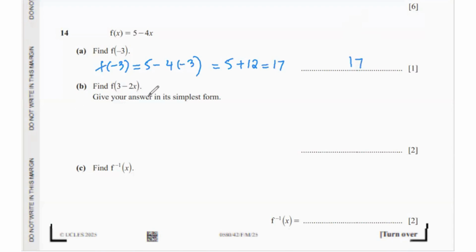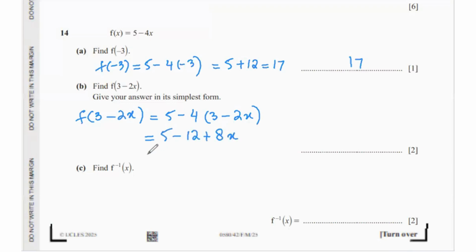Then find f of 3 minus 2x. So if you compare the original function and this function, you can see that the difference is in x. The domain was initially x, and now the domain is 3 minus 2x, which means anywhere where it's written x in the function, you will replace that with 3 minus 2x now. So that's 5 minus 12 plus 8x. 5 minus 12 is -7. So -7 plus 8x is your function in its simplest form.